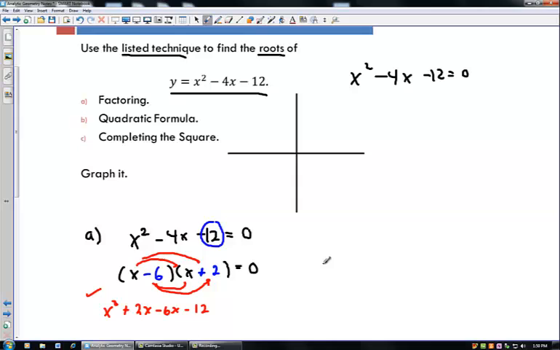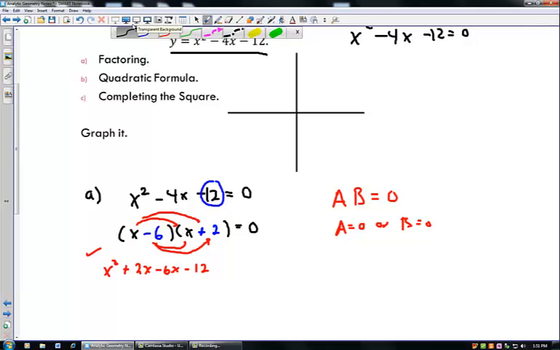And so now what I know is I have two things: this times this equals 0. Well, if this times that equals 0, then I either know this is 0 or that is 0. So understand this idea: if you have two things, A times B equal to 0, either A is equal to 0 or B is equal to 0. And so now I basically have my answer for the roots of this equation. I have x minus 6 equals 0, or I have x plus 2 equals 0. Again, if this times that equals 0, either this is 0 or that is 0.